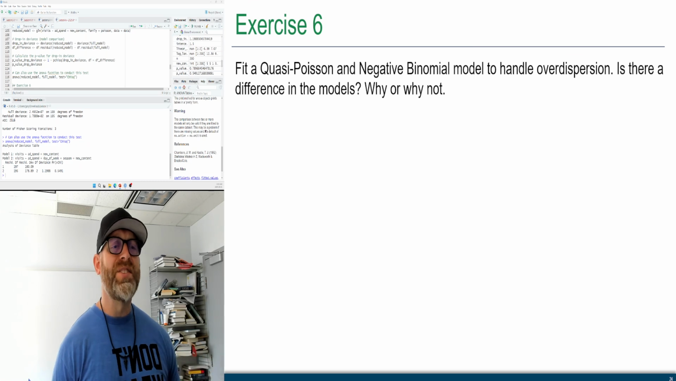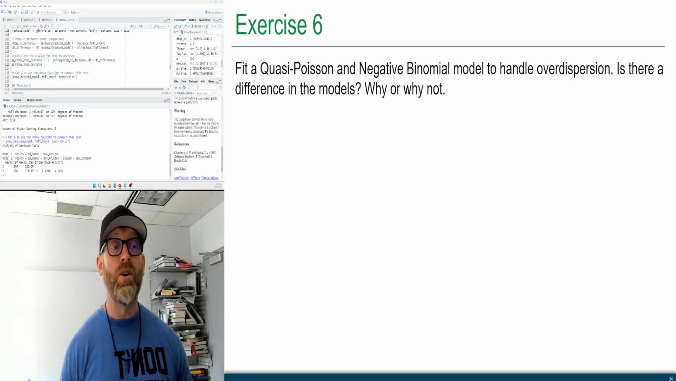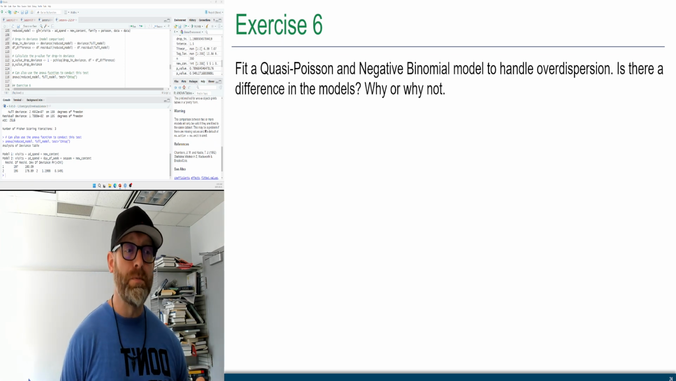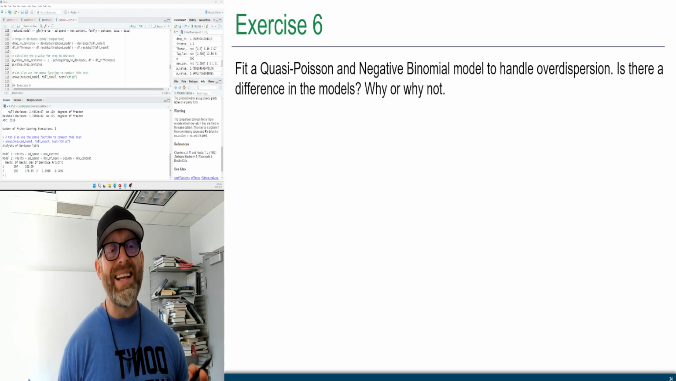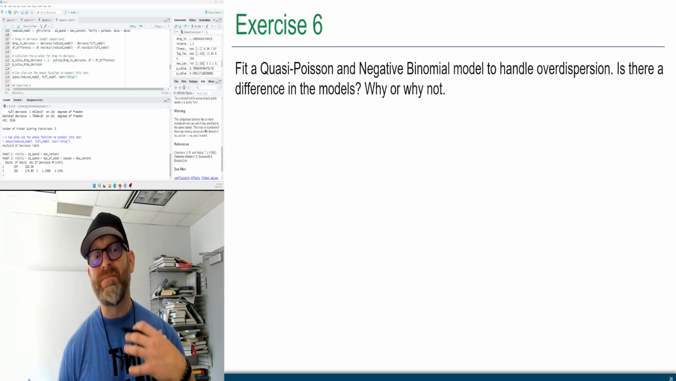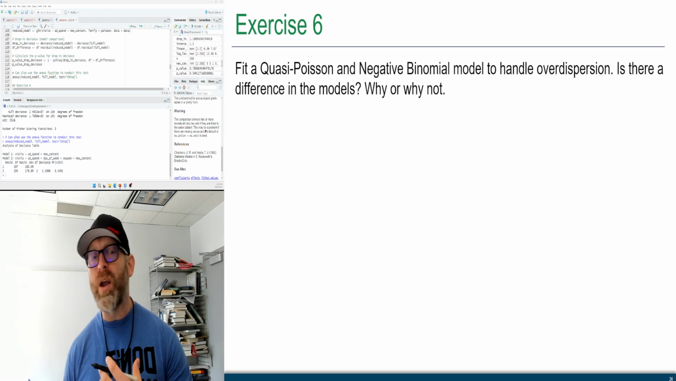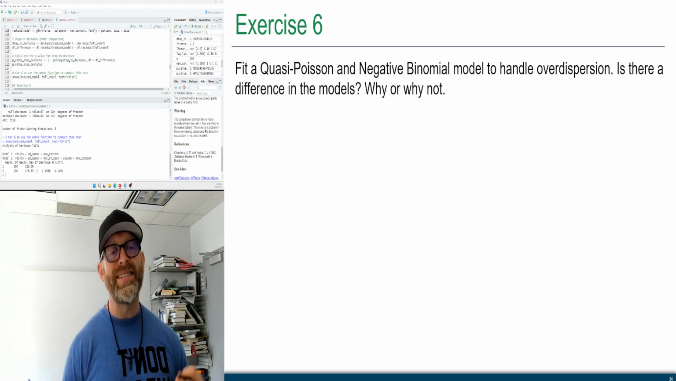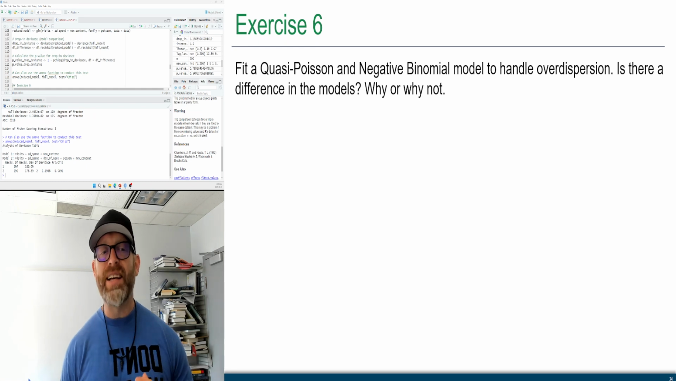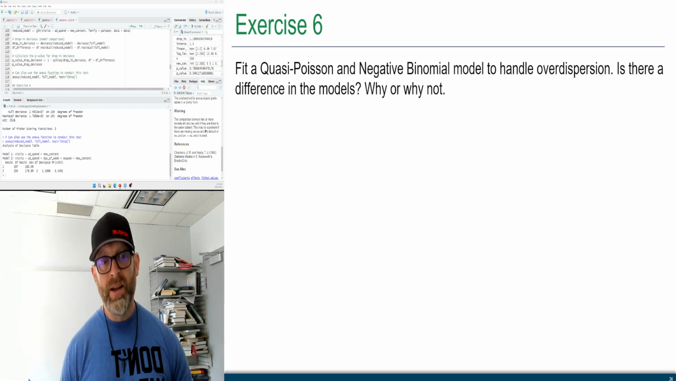All right, so for exercise 6 now, what we want to do is fit a quasi-Poisson and a negative binomial model to handle the overdispersion. Now we want to ask the question, is there a difference in the models, why or why not? We can jump to the answer to this already because if we remember back, we already did a goodness of fit test, and we failed to reject the null hypothesis. The model was already good enough.